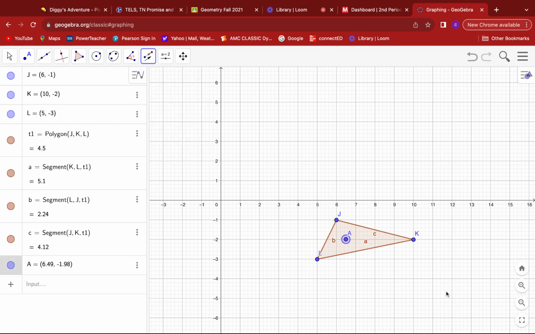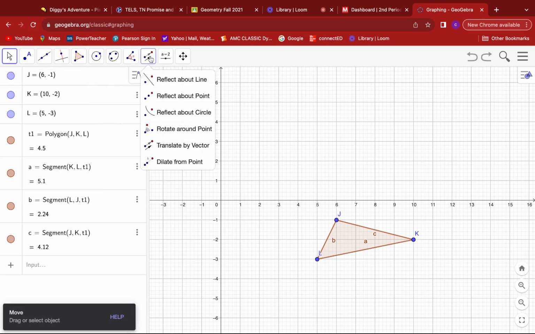Translate by vector. Let me go a little bit further. Up 1, 2. Oh my goodness. I love technology. Undo, undo, undo. Okay, let's try this again.